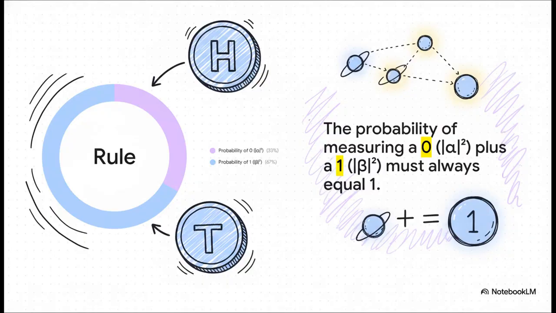And here's the one rule you can't break. If you take those alpha and beta numbers and square them, you get the actual chances of seeing a 0 or a 1. It's really simple, just like flipping a coin. The chance of heads plus the chance of tails has to add up to 100%, right? It's the exact same for a qubit. The probability of finding a 0 plus the probability of finding a 1 always has to equal 1.